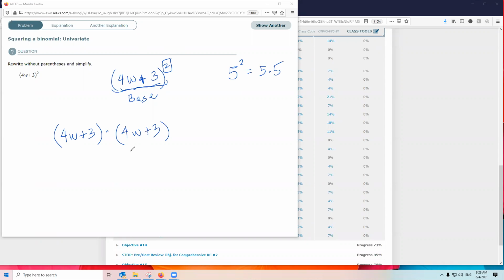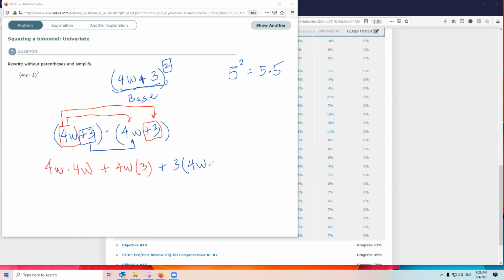But now this is going to be a multiplication like we've been talking about. Let me start with this 4w in front. I'm going to let it multiply this 4w in the back. Then this 4w is going to multiply the 3 in the back. All right, let me come over here to this 3. I'm going to let it multiply the 4w there. And finally, the 3 in front multiplies the 3 in the back.